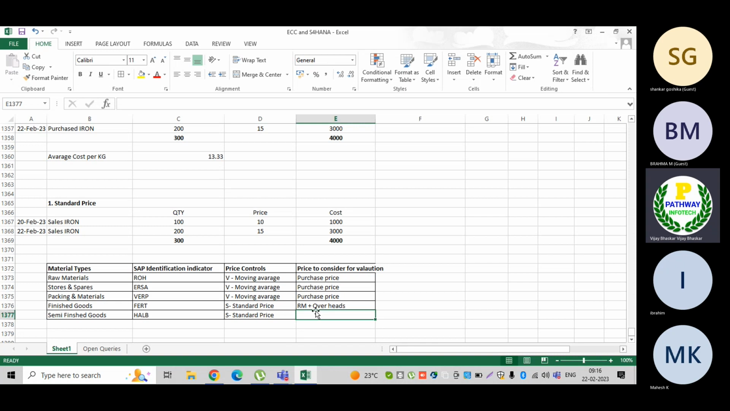So what we have discussed, we have seen about the types of material. If anyone has any further queries, please let me know about this.